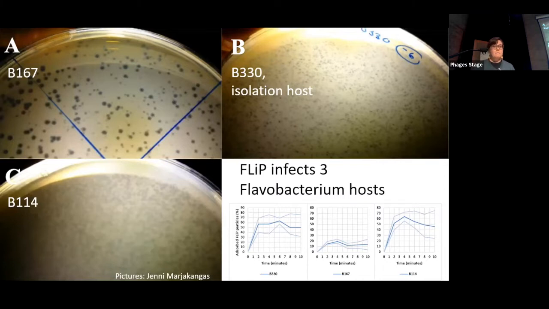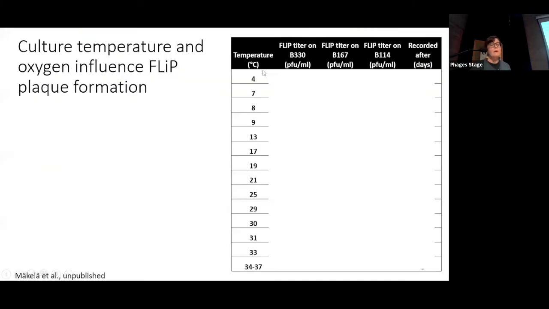And yes, the other factor that influences flip infectivity in these 3 different bacterial hosts is the age of the bacterial culture. This is rather interesting, and it happens in different ways in different hosts. So for example, with B330, the isolation host of flip, we have to use very fresh bacterial culture.